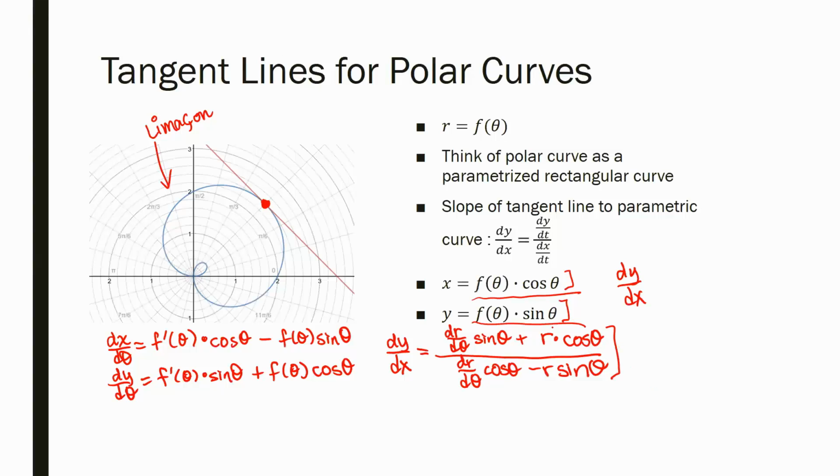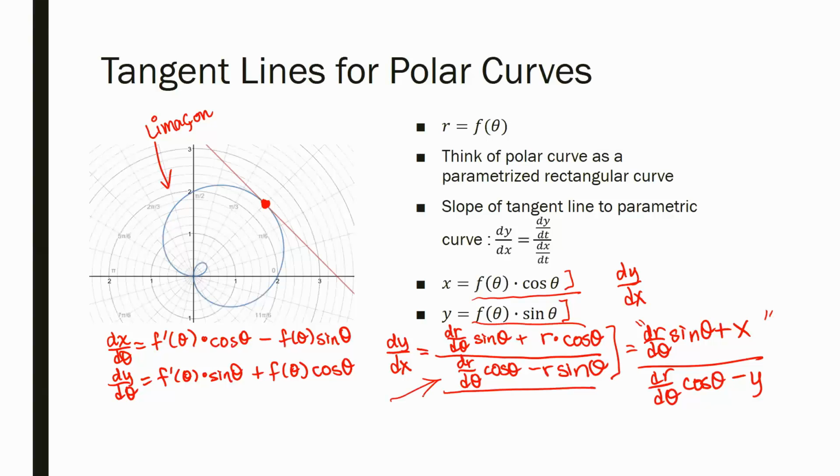I mean, because r cos theta is just x, so in some sense this is dr d theta sine theta plus x over dr d theta cos theta minus y, but that's not a convenient way to think about it because now we've got an equation that's in terms of theta and r all at the same time. But this can help sort of morally to keep that in mind.